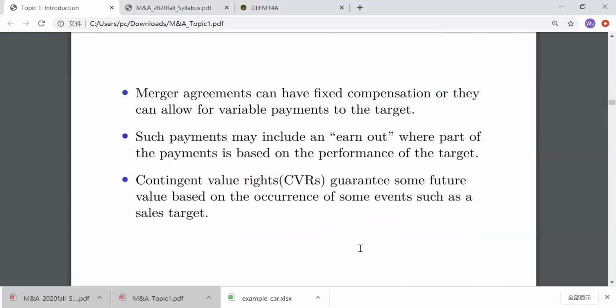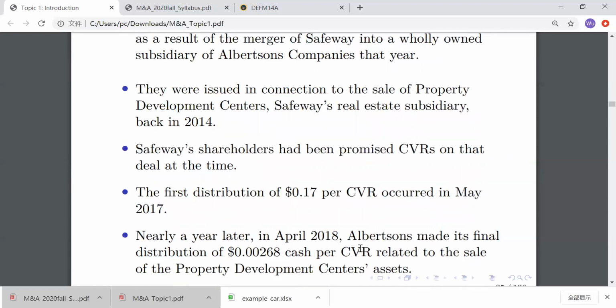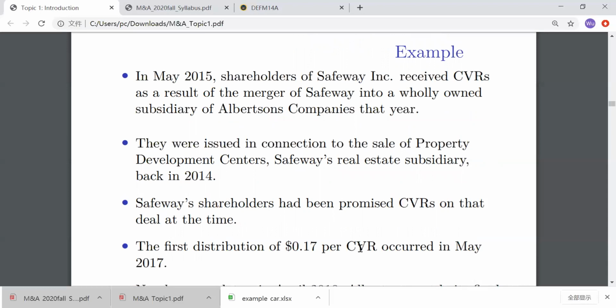Another possible feature of a merger consideration is called CVR, the contingent value rights, right? So they will provide some future value based on the occurrence of some events, such as the sales of the target. So let's look at one example. In May 2015, the shareholders of this company, Safeway, received CVRs as a result of this merger, the merger between Safeway and Albertson Company.